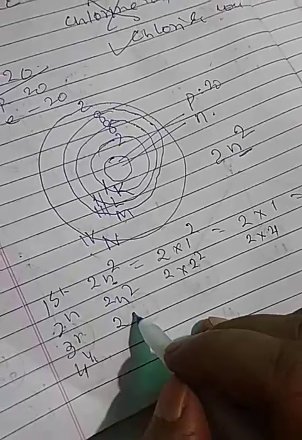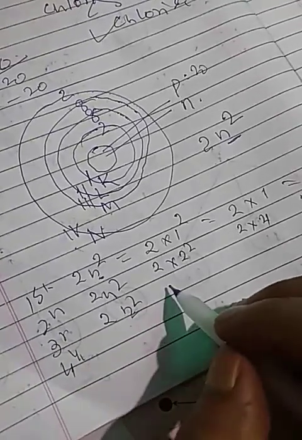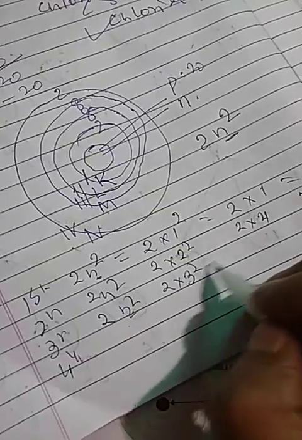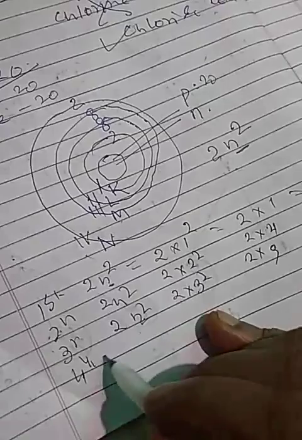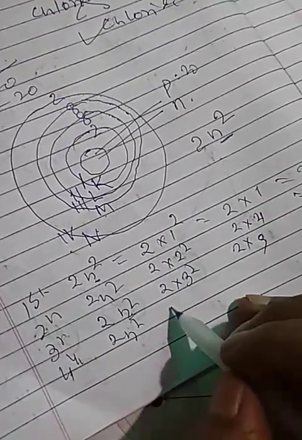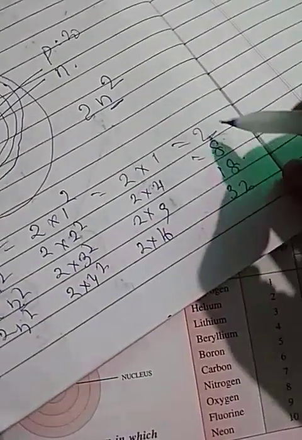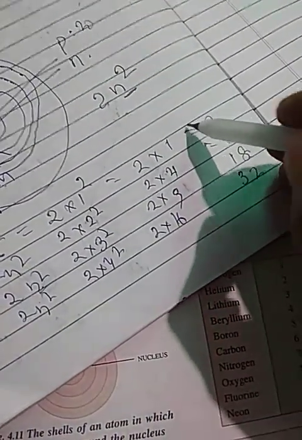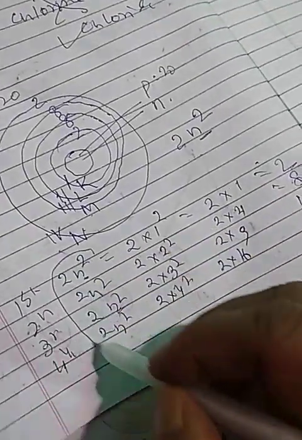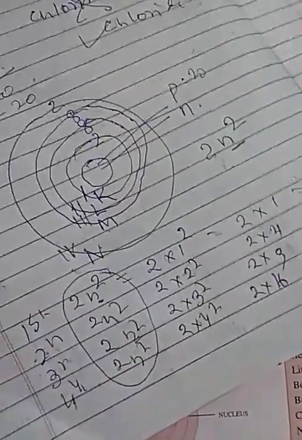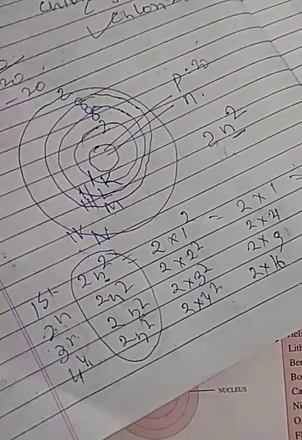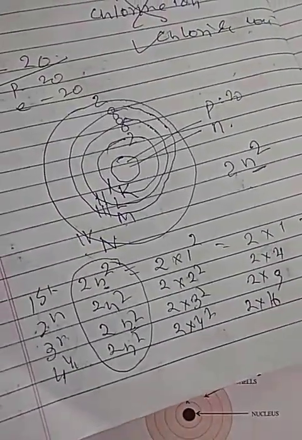In the third cell, 2n square, n is 3, so 2 into 3 square will be 2 into 9, which is 18. In the fourth cell, once again 2n square will be 2 into 4 square means 2 into 16, it will be 32. In the fifth cell, it will be 50 and so on. So electrons are arranged in the orbits as per the rule 2n square.